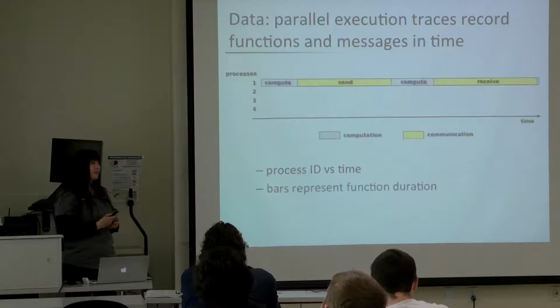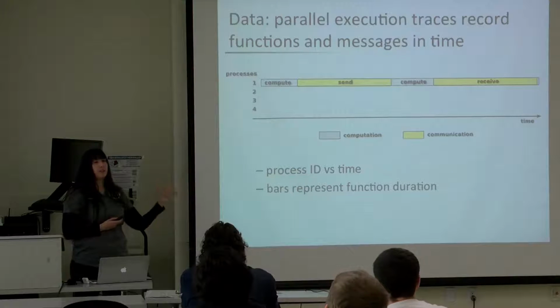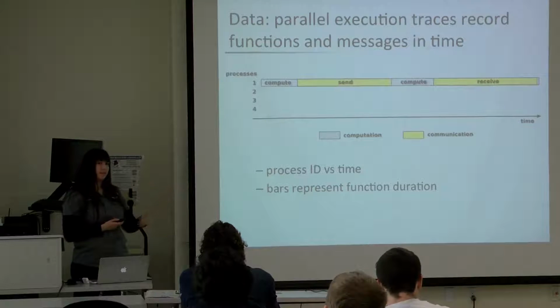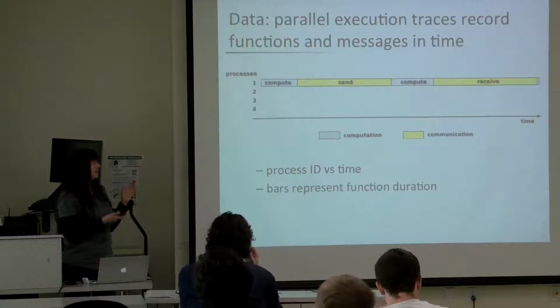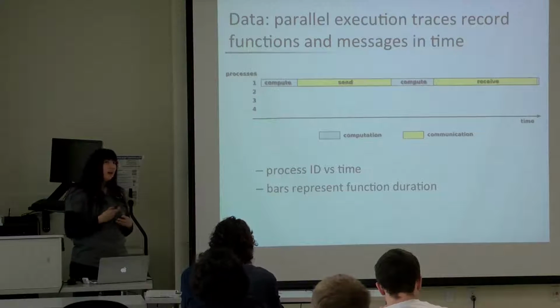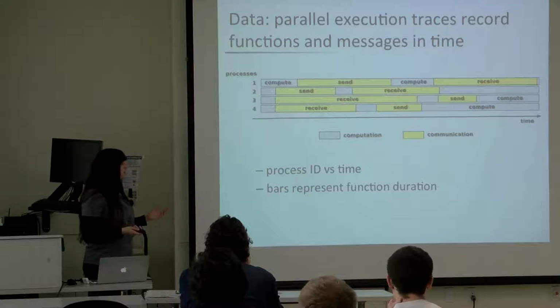And then for each process, we're going to have a timeline. These bars are going to say, what function was I in at that time? What was the active function? Along this timeline, you can see where something started and where something ended. The colors are going to tell you what class of operation I was doing. In this case, I just have two classes, whether it was computing something or communicating. And every single process is going to have one of these timelines.